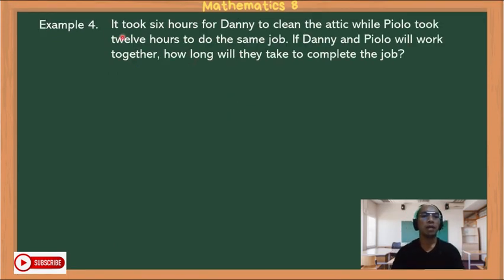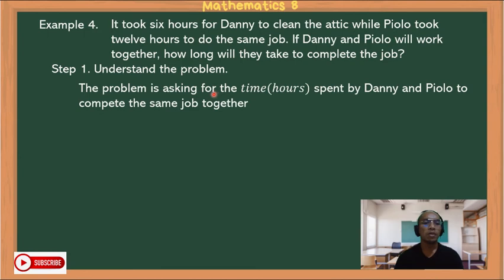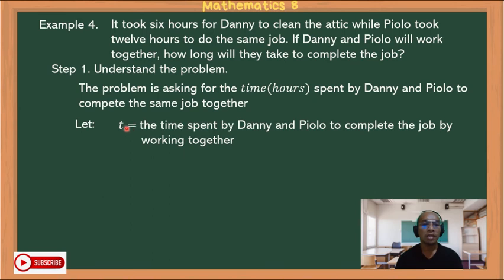Example number 4. It took 6 hours for Danny to clean the attic while Piolo took 12 hours to do the same job. If Danny and Piolo work together, how long will it take to complete the job? The problem is asking for the time, in hours, spent by Danny and Piolo to complete the same job working together. So we'll let that time be T, to represent the time spent by Danny and Piolo to complete the job working together.